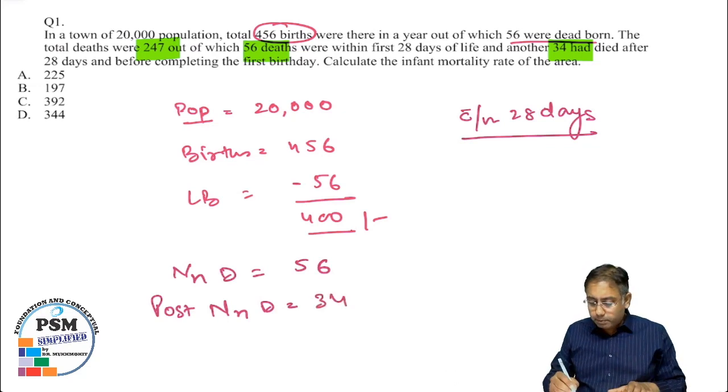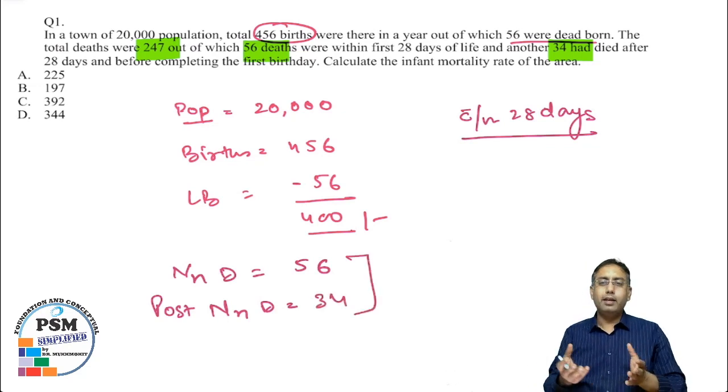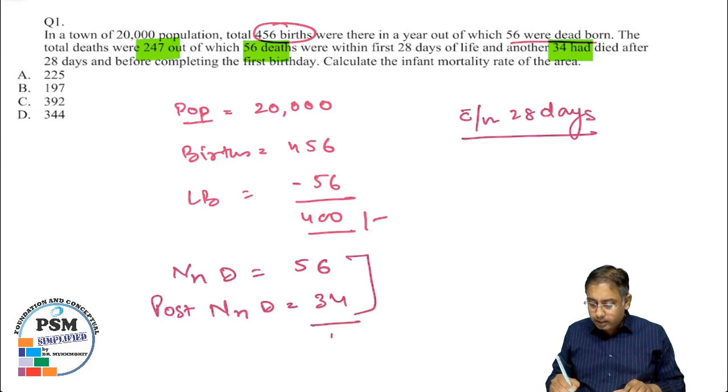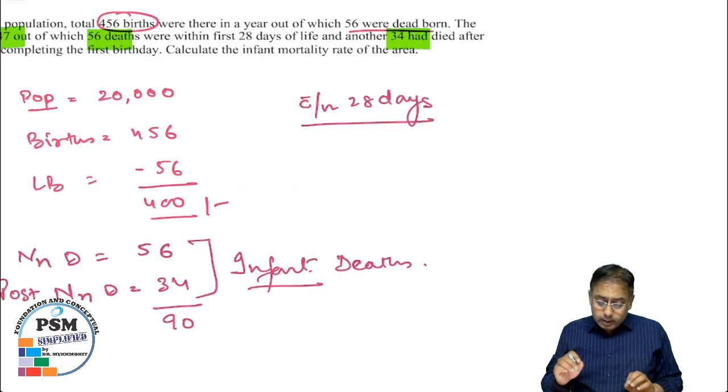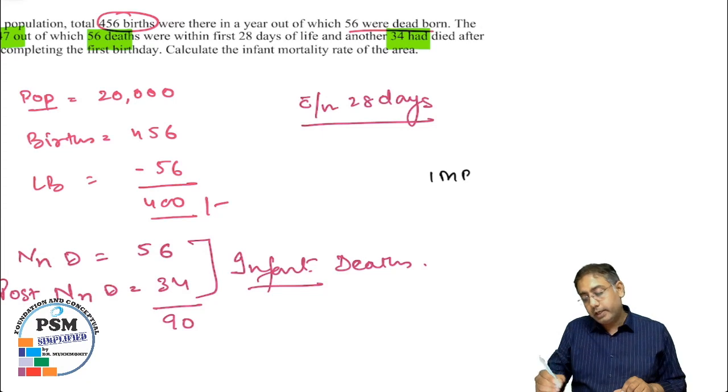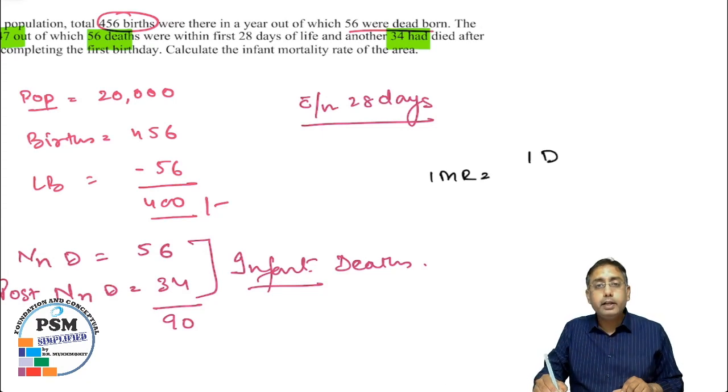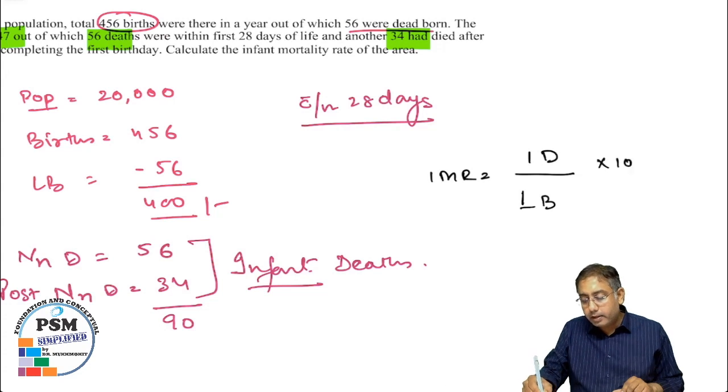So it's pretty simple. How many were infant deaths? I think anybody can calculate: 56 plus 34 is 90 infant deaths. The number of infant deaths is 90. Now the MCQ is asking to calculate the infant mortality rate. I know the infant mortality rate is given by the formula: number of infant deaths divided by the total live births in the area, multiplied by 1000.